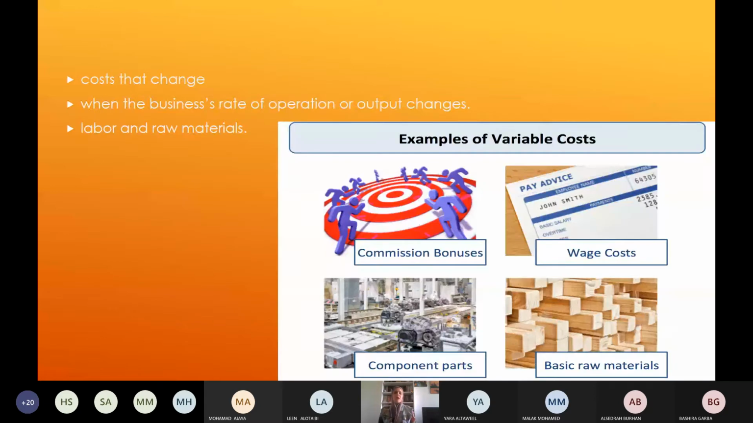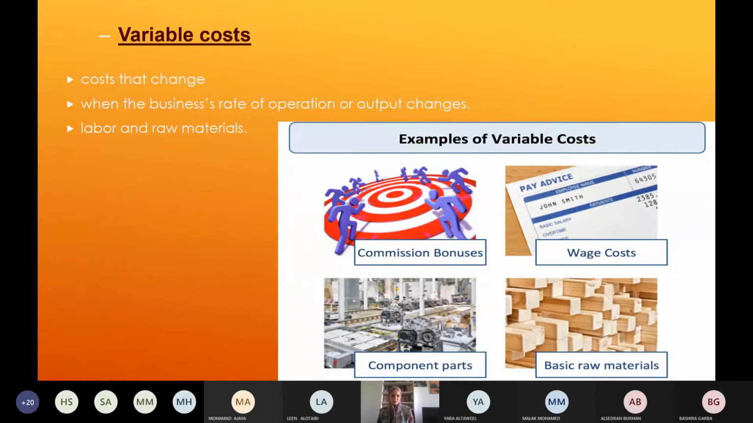Then we have costs that change when the business's rate of operation or output changes. Like if I go today to buy lemon from the market and he says to me the lemon is 10 reals, so this is a variable cost. Next day I went to buy, it is 20 reals. Third day it's 30 reals, so it is increasing. Or maybe the fourth day 5 reals. It is raised or less.